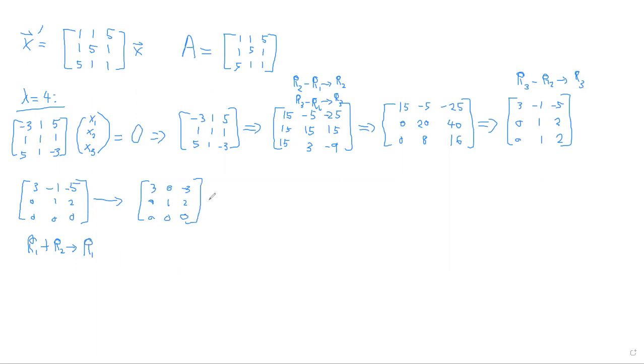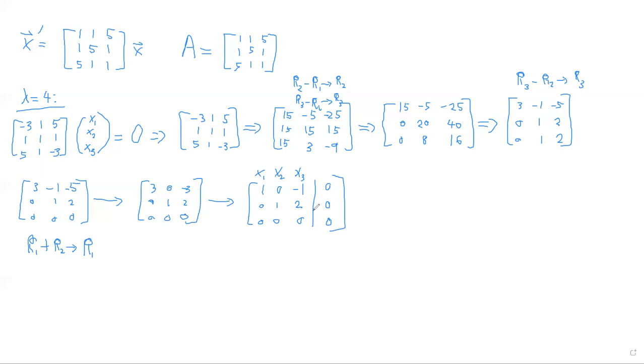And lastly, last but not least, divide row 1 by 3. So 1, 0, -1, 0, 1, 2, 0, 0, 0. And I'm going to put in the final column of zeros, the 0 vector. And these are your x1s, your x2s, and your x3s.